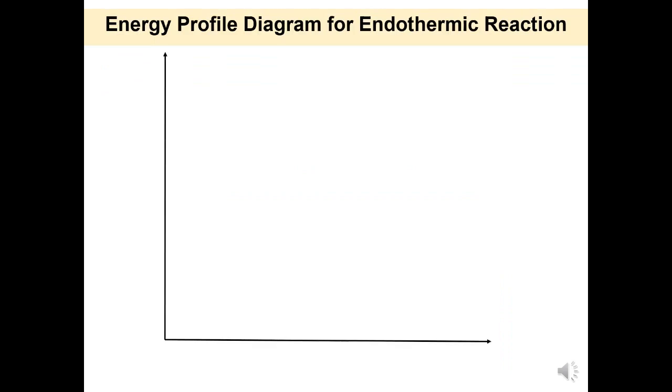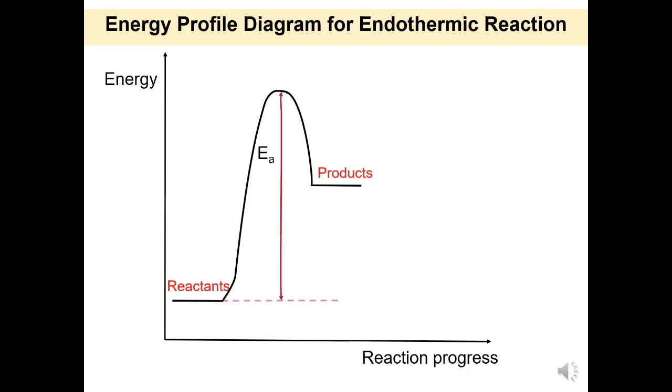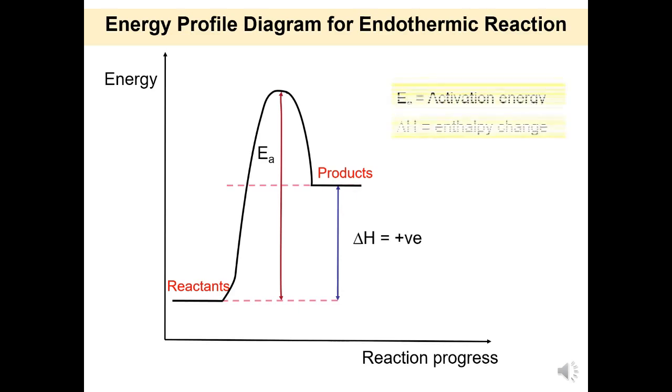Energy profile diagram for endothermic reactions. The y-axis is energy and the x-axis is reaction progress. Endothermic reactions mean the enthalpy of product is higher than the enthalpy of reactants. Label Ea from reactants to the peak, and the difference between reactants and product is a positive value.